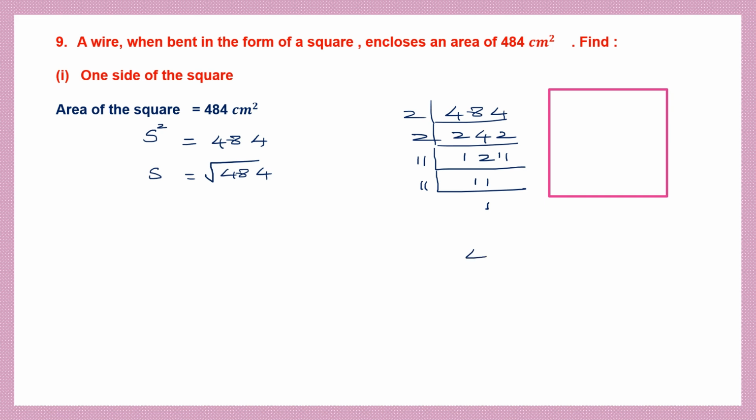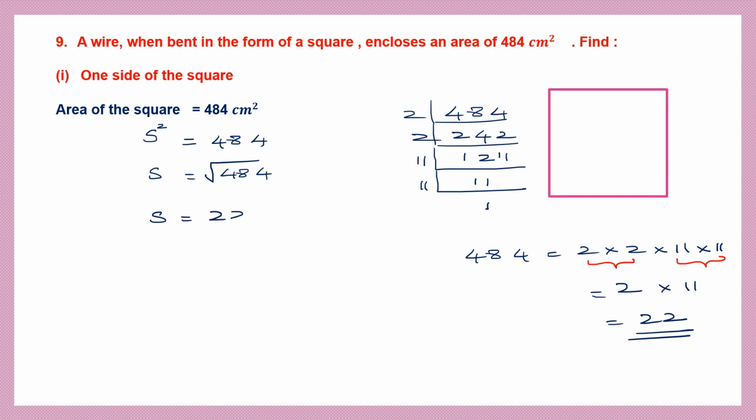Now take all the factors of 484 that we have used. 2 into 2 into 11 into 11. Now take out 1 from each pair. Put them into pairs and take 1 out of each. So 2 into 11. 2 into 11 is 22. So we have found the square root of 484, and that is 22. So we have found the side. Side is equal to 22 centimeters. So this is the answer to the first part of our question. So the first question we have answered.